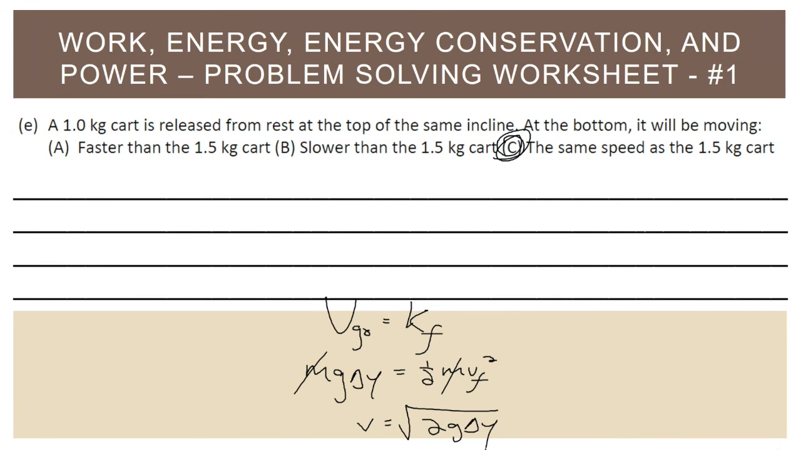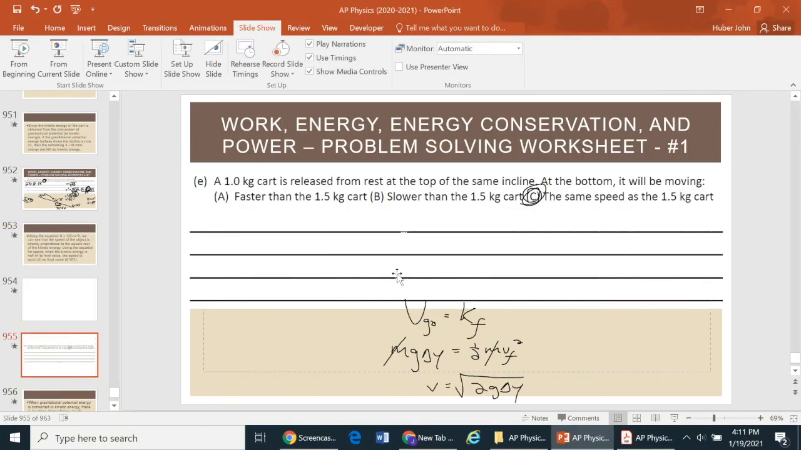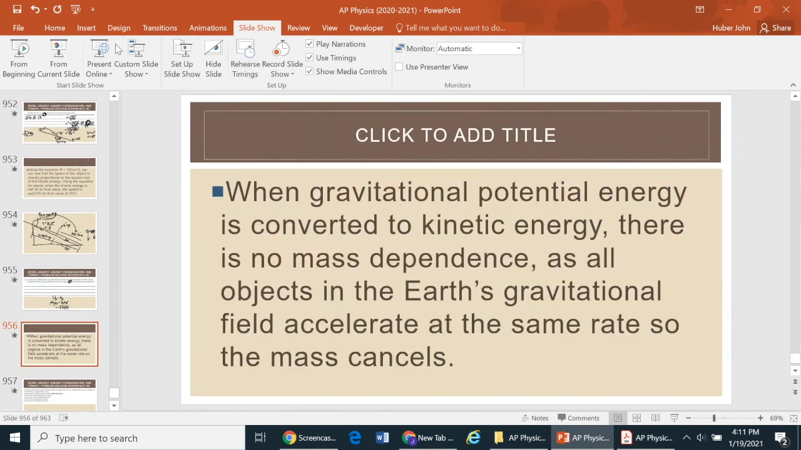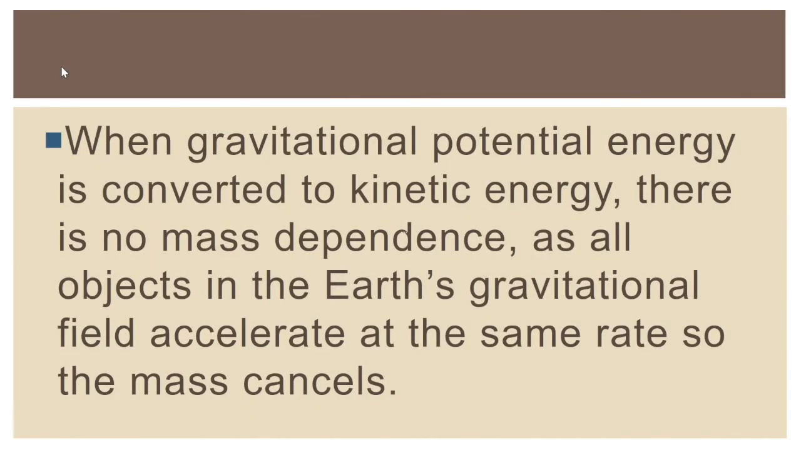Let's go ahead and write down that explanation, and then we'll talk about some of the things that confuse people about this one. The explanation here is going to be pretty straightforward, though. We'll just say here, when gravitational potential energy is converted to kinetic energy, there's no mass dependence, as all objects in the Earth's gravitational field accelerate at the same rate, so the mass cancels. That's it. Take a second to pause this video here and write that down, and when you hit play, we'll move on.